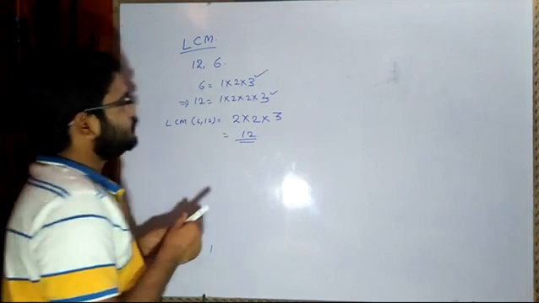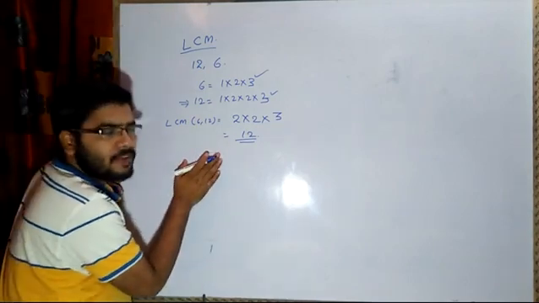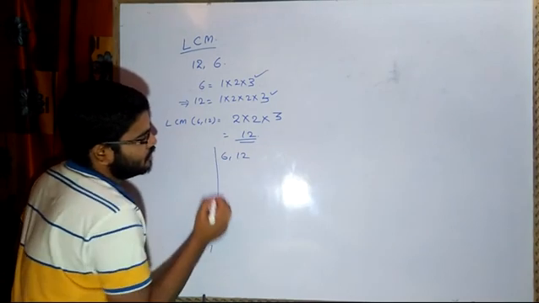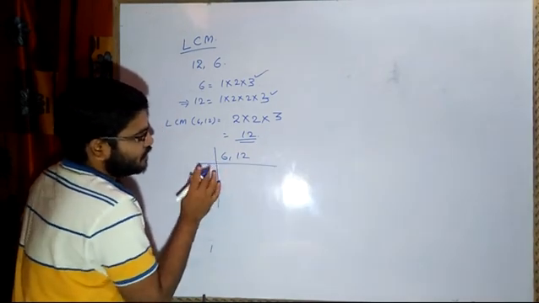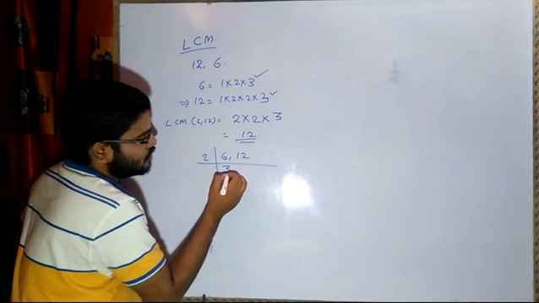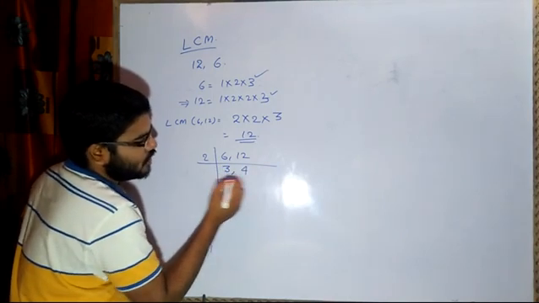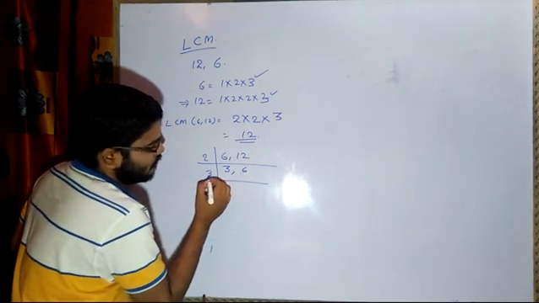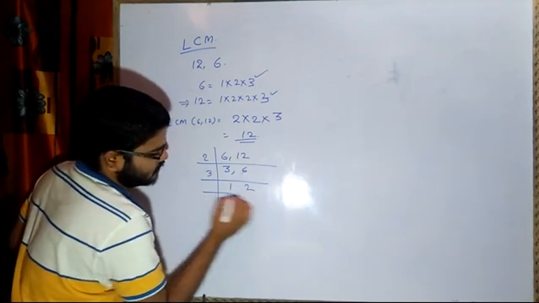Now this was using the prime factorization method, and if I want to use the division method, the long division method, then what I am going to do? 2 3s are 6, 2 6s are 12, then 3 1s are 3, 3 2s are 6.